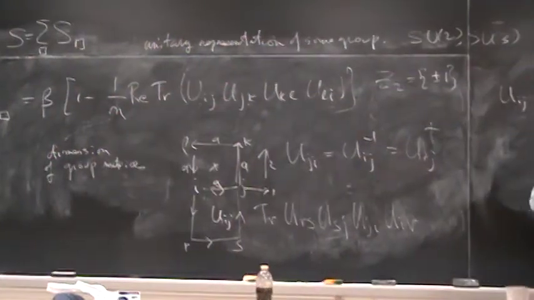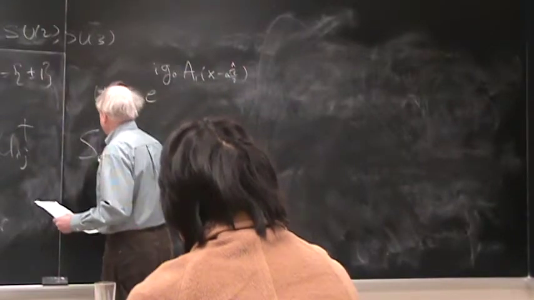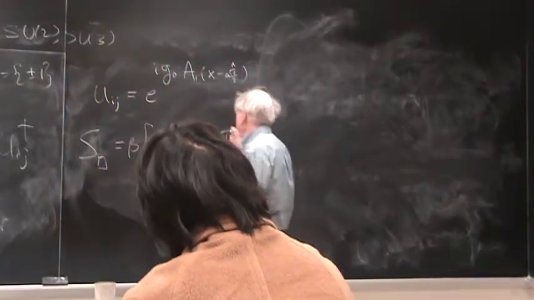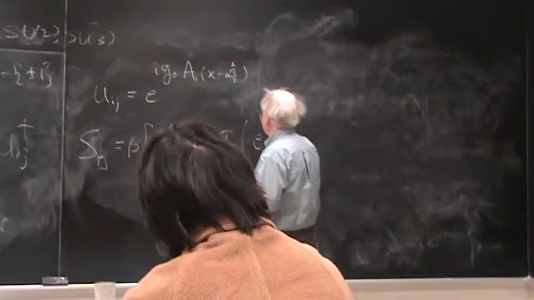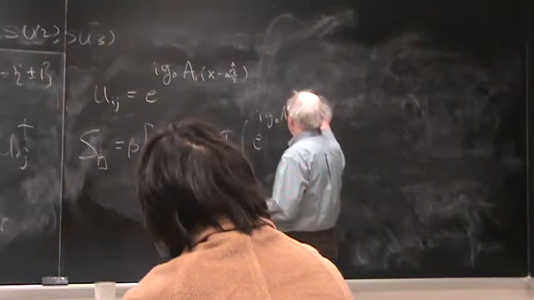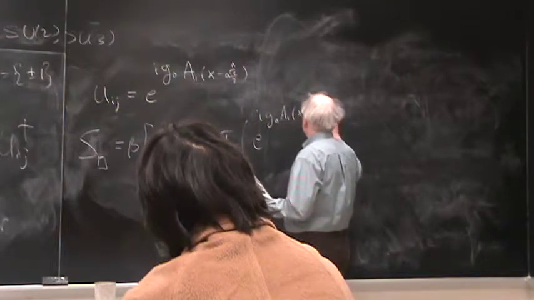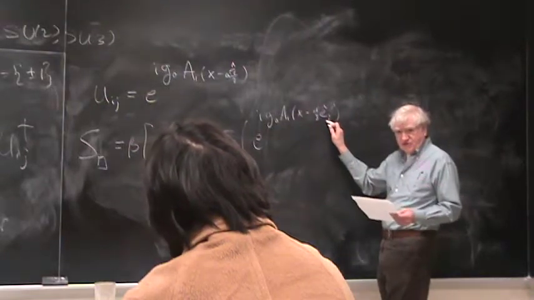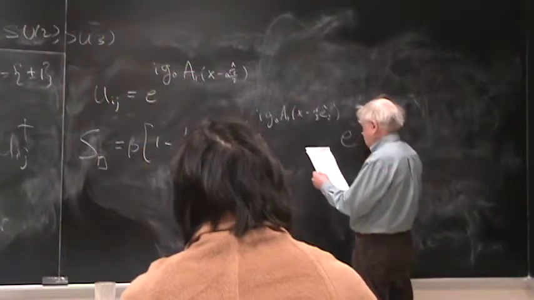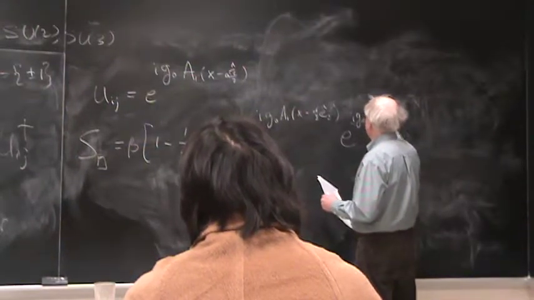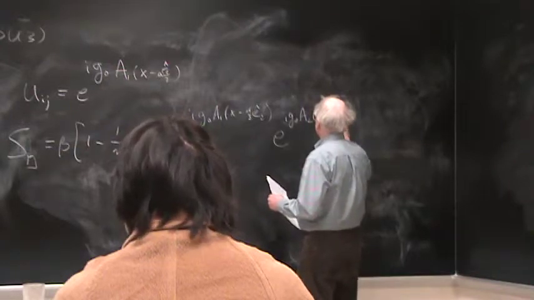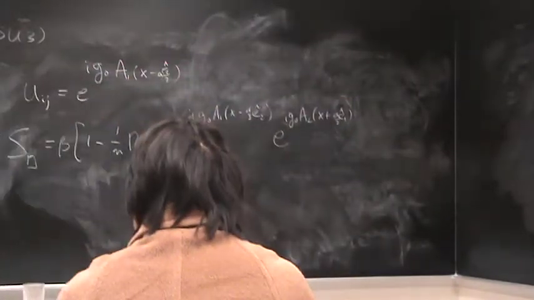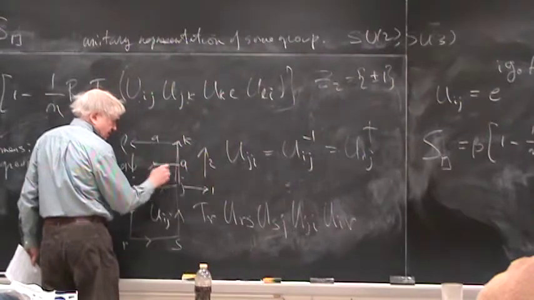Anyway, that's uij, and the result is that S for the upper plaquette is beta, 1 minus 1 over n, real part trace, and then you have e to the i g0 A1 of x minus a over 2 e2 hat. e2 hat is just a unit vector in the two direction. And then you have e to the i g0 A2, but now it's x plus a over 2 e1 hat, because there's x, you go a over 2 in the one direction.